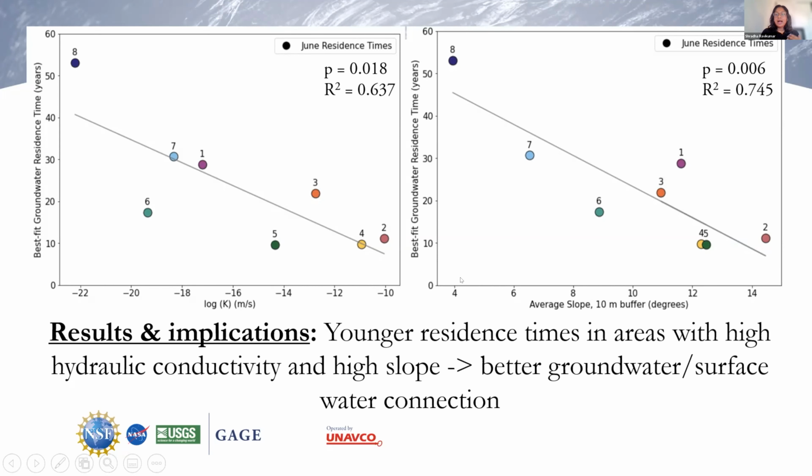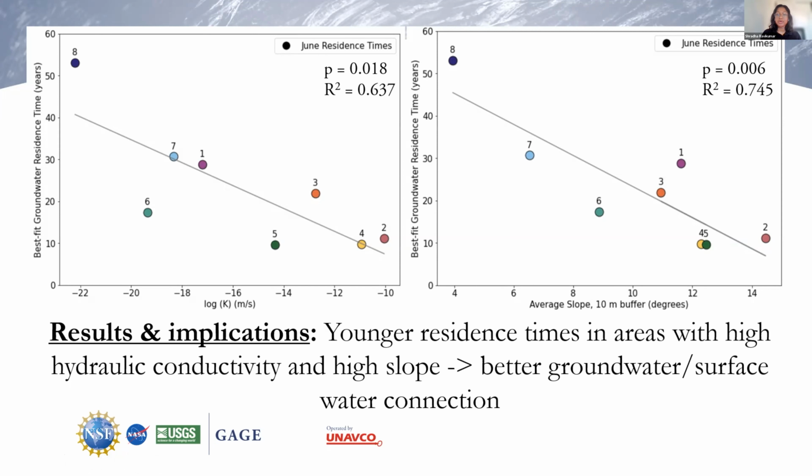And so these results confirm our initial hypothesis. We do actually see younger groundwater in areas with higher hydraulic conductivity and steeper slopes. And the significance of that result goes back to the climate change graphs that we were looking at earlier and how groundwater levels are predicted to drop over time.